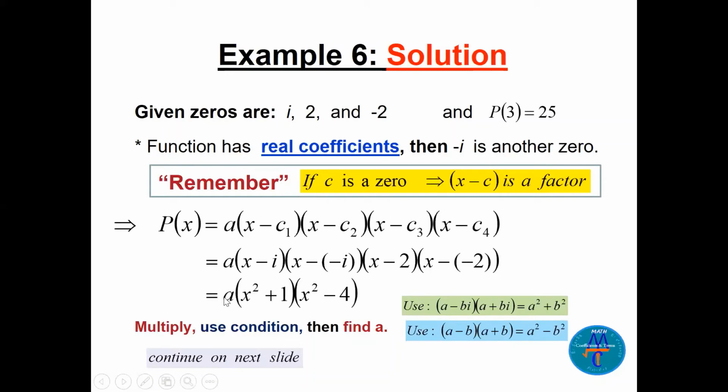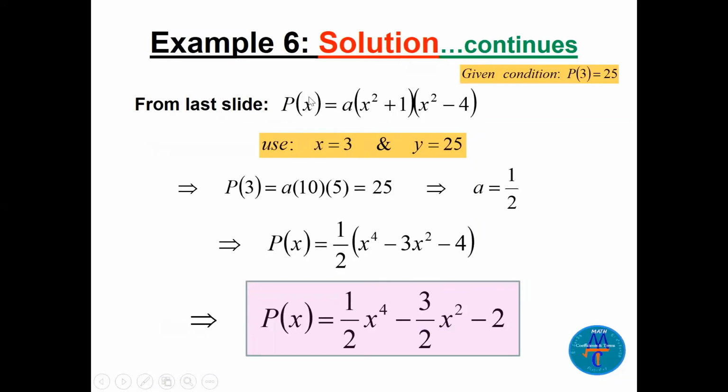Now we need to find a. So this is what we get from the last slide. And we have the given condition p of 3 is equal to 25. So x will be 3 and y will be 25. Just put 25 for y, 3 for x. See, this is 3 squared, this is 3 squared, so a will be half. So this is the function, p of x equals half times (x to the power 4 minus 3x squared minus 4), when you multiply these two. And this is the function p.